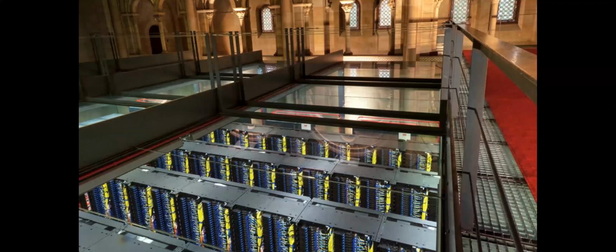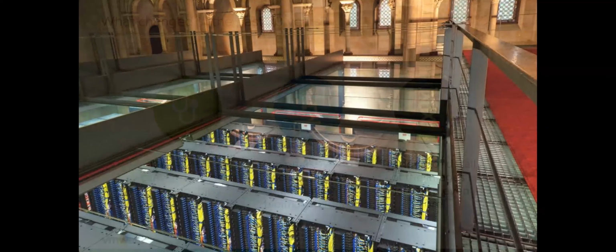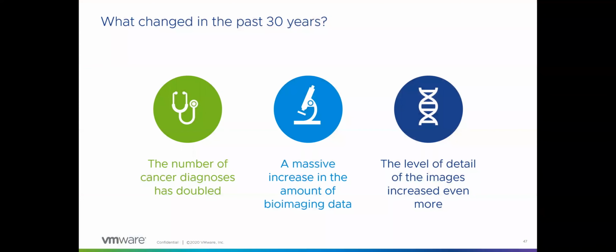But let's go back to the oncology research center. And if you see what has happened in the last 30 years, it's a couple of things. We're looking at the numbers specifically for the Netherlands. The number of cancer diagnoses has doubled in the last 30 years. So we had double the number of diagnoses. We had a massive increase in the amount of bioimaging data. Pictures taken with a microscope or with an MRI device or with a sonogram.